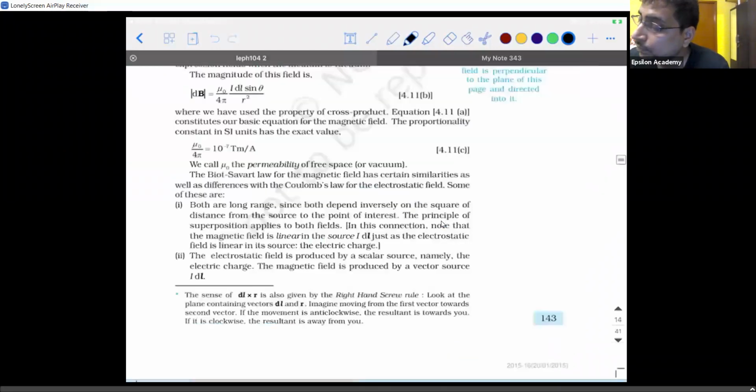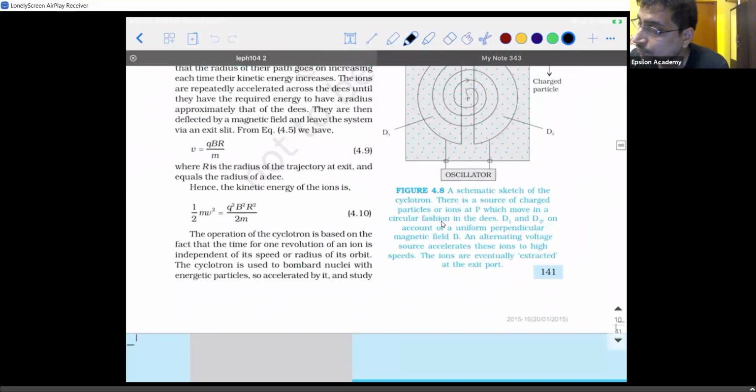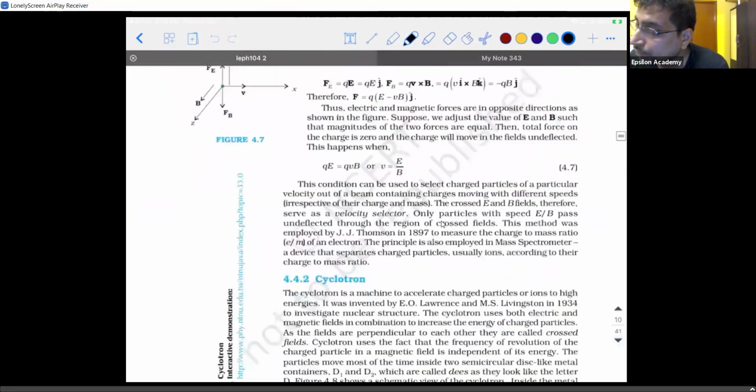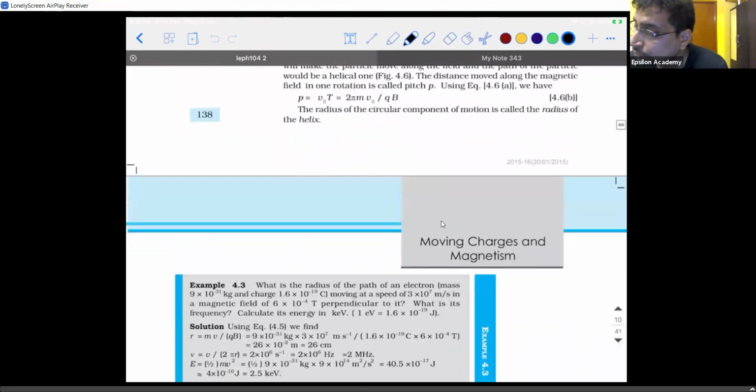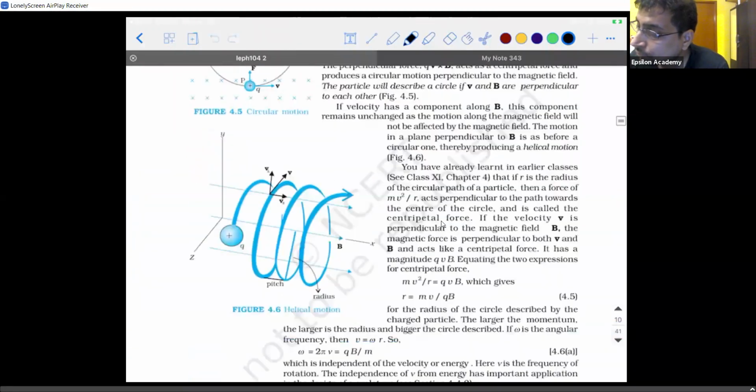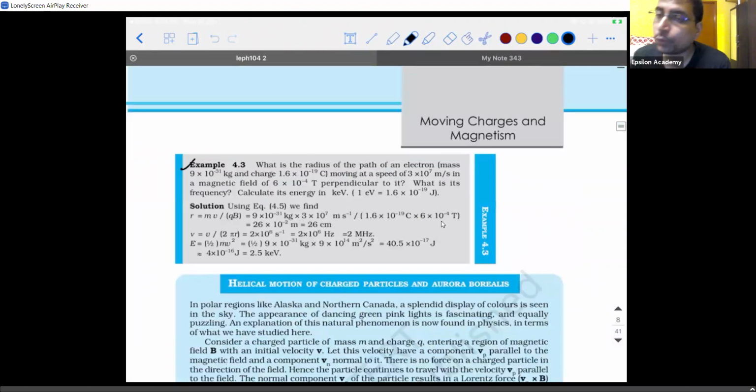Now see. Example 4.3. Calculate the radius of the path of an electron whose mass is 9 into 10 power minus 31 kilogram and charge is 1.6 into 10 power minus 19 coulomb, moving with a speed of 3 into 10 power 7 meters per second in a magnetic field of 6 into 10 power minus 4 Tesla perpendicular to it. What is the frequency? Calculate its energy in kilo electron volt.